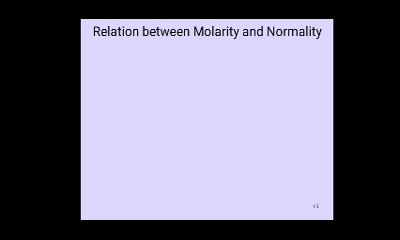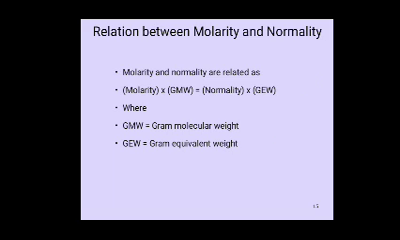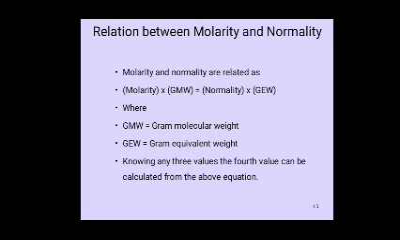Relation between molarity and normality. Molarity and normality are related as molarity into gram molecular weight is equal to normality into gram equivalent weight. GMW is gram molecular weight, GEW is gram equivalent weight. Knowing any three values, the fourth value can be calculated from the above equation.